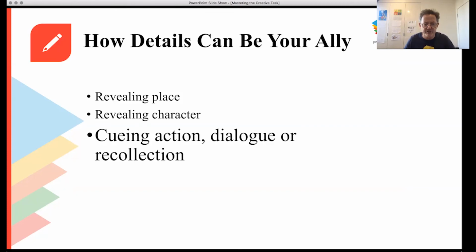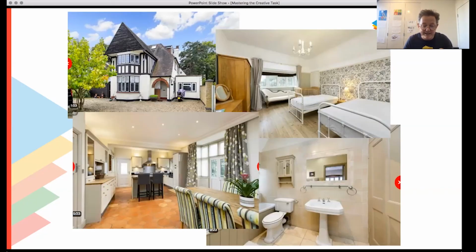Well, let's go back a step to details cueing action, dialogue, or recollection. Supposing you've decided your character has to recall something about their grandmother when they arrive in this house. Can you pick a detail there that might start them thinking about their grandmother? Just have a look at that, see what you think. Now for me, I came up with a couple straight away. The bedroom, the wrought iron bed frames there, and maybe even the wallpaper might have made me think of my grandmother's house. If the character was my sort of age, then those things would be right. So if I needed to send the character into that room in the house and recall something about their grandmother, I could use something like those as the trigger.